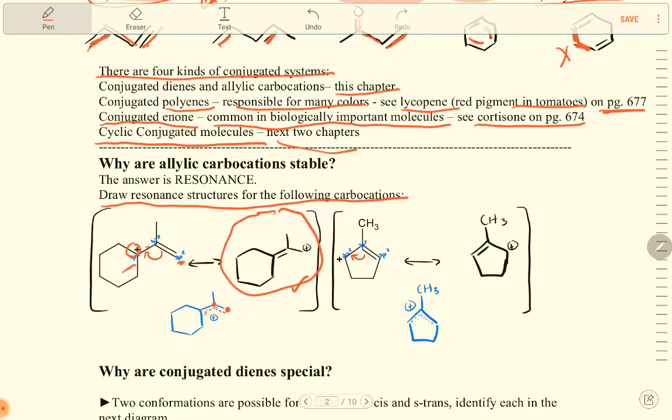resonance structures, and that positive charge moved to this side, an sp2 hybridized carbon. So you can see the shift is on here. The intermediate is right here. So you can see that's another resonance structure.